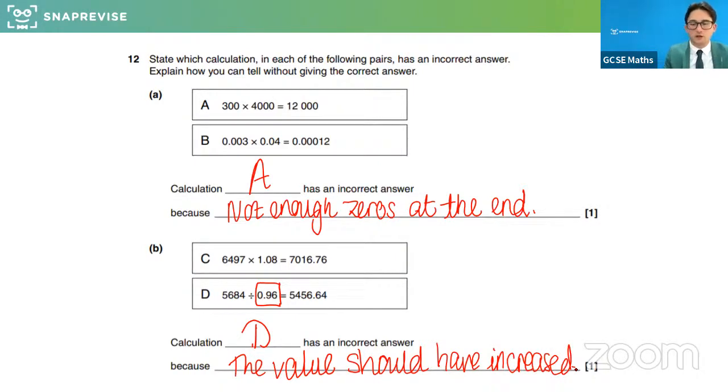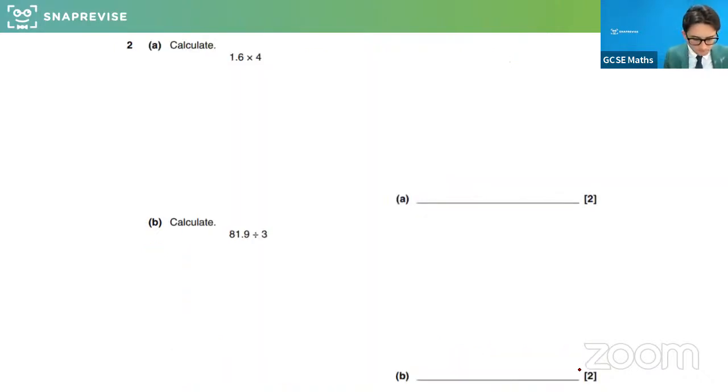Very good. Right, and then the next one, 1.6 times 4. So let's work this out. 1.6 times 4. You might want to do 16 times 4 and then make your answer 10 times smaller. Feel free to share in the chat.